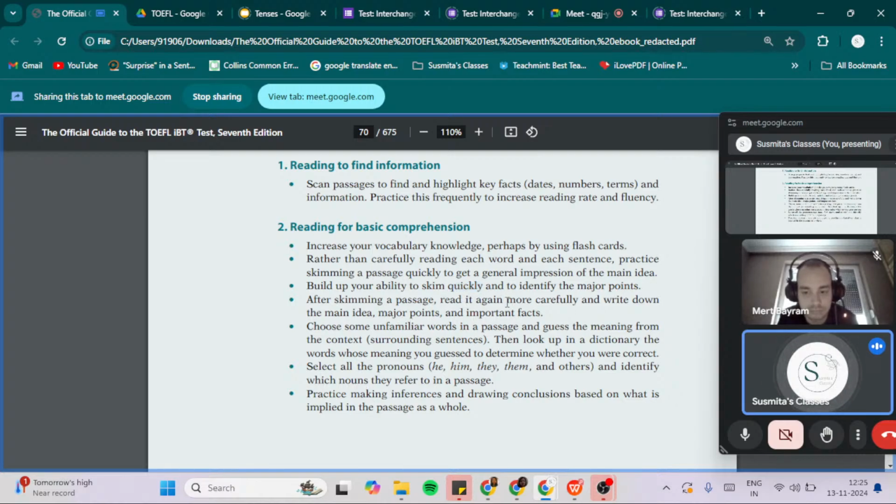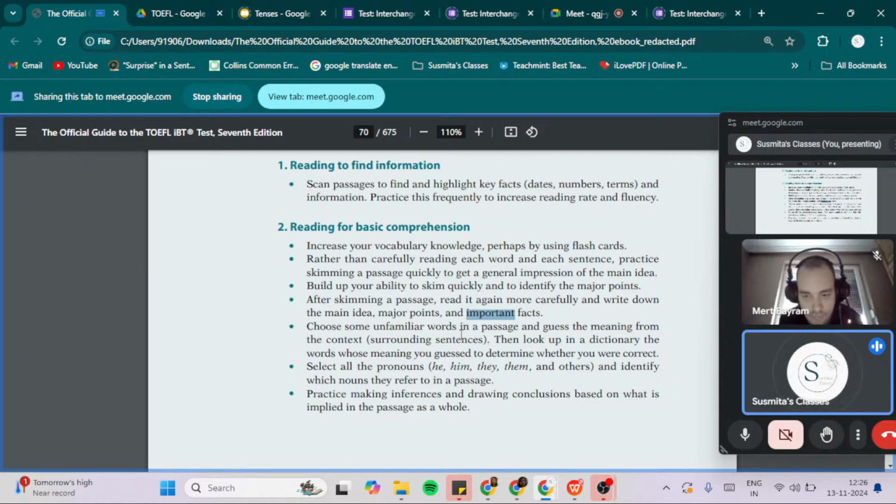After skimming a passage, read it again more carefully and write down the main idea. So this is when you're practicing, not in the actual test. When you're practicing, after skimming a passage, read again more carefully and write down the main ideas, the major points, the important facts which have been mentioned. That is how you will understand how to find the answers to your questions.